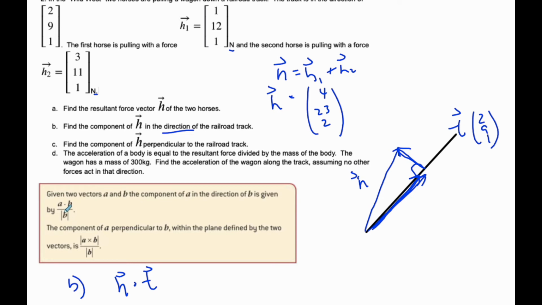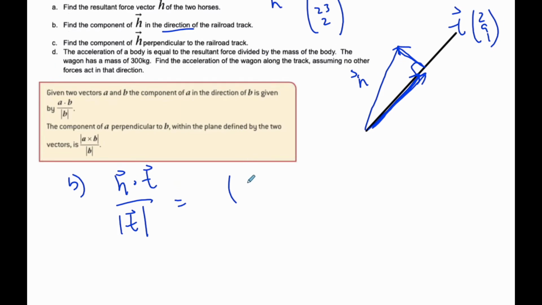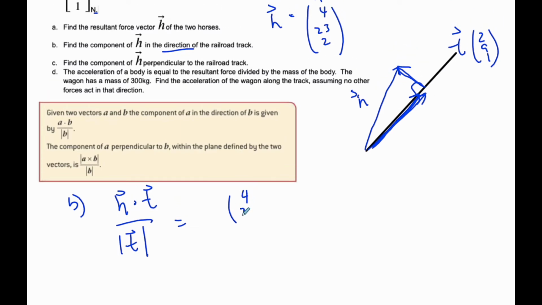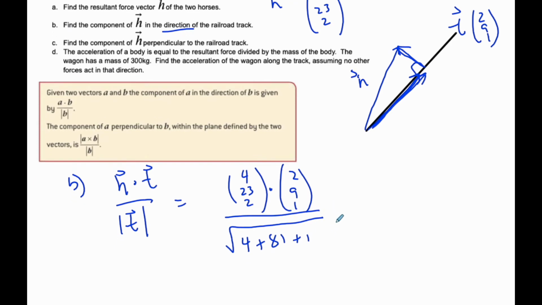It took me a really long time to remember this formula, but it's always divided by the one that it's going the direction of. So it's always divided by the magnitude of T in this case. So I take my H vector, which I know is 4, 23, and 2, and dot product it with my T vector, which is 2, 9, and 1, and I'm going to divide it by the magnitude of T, the square root of 2 squared plus 9 squared plus 1 squared.